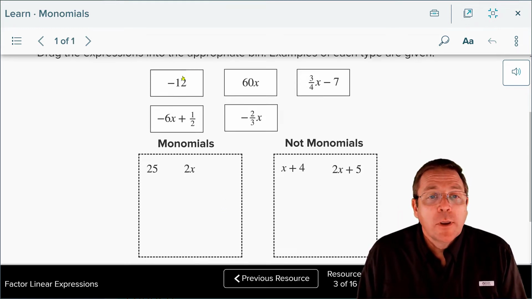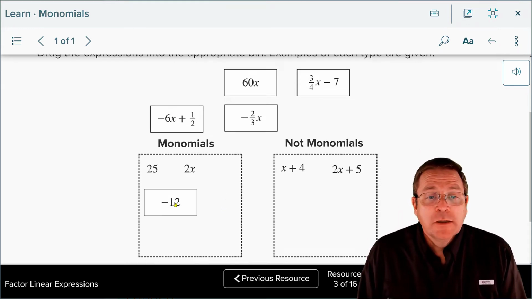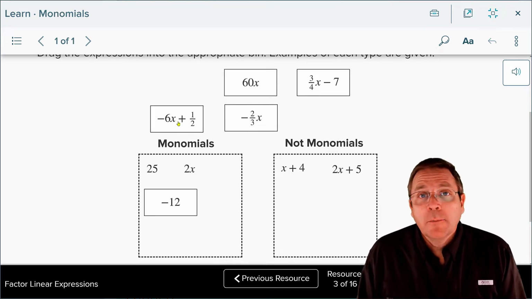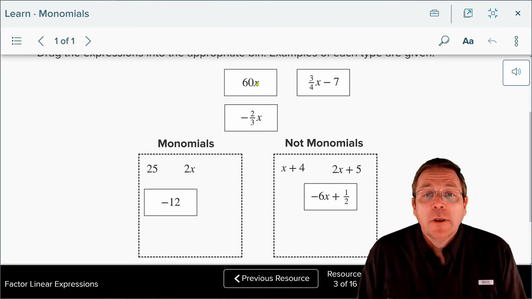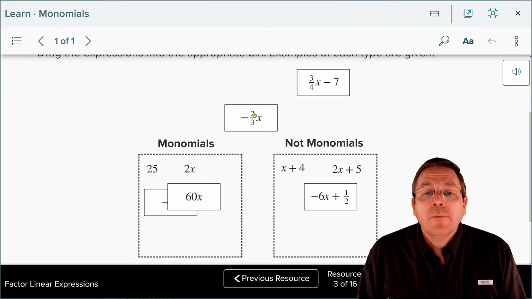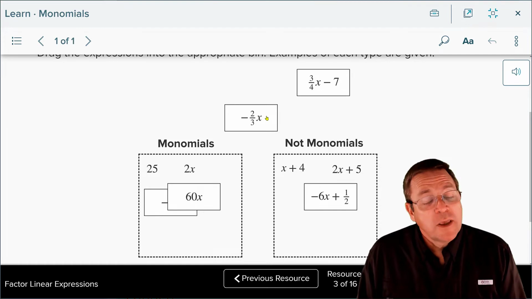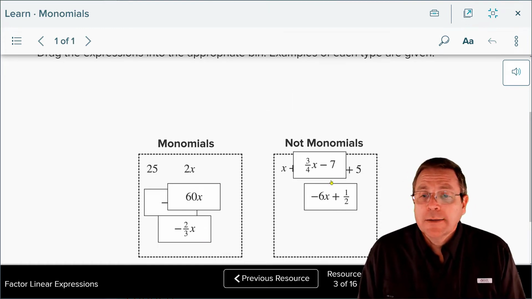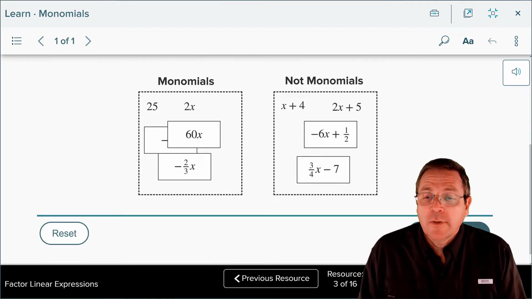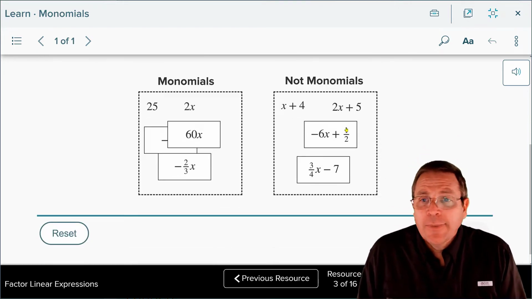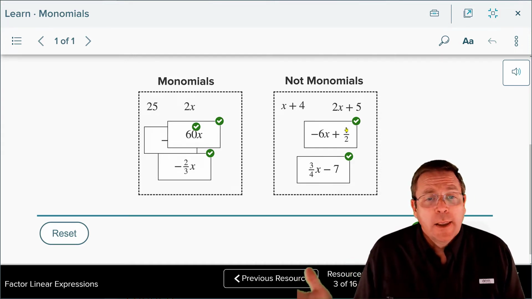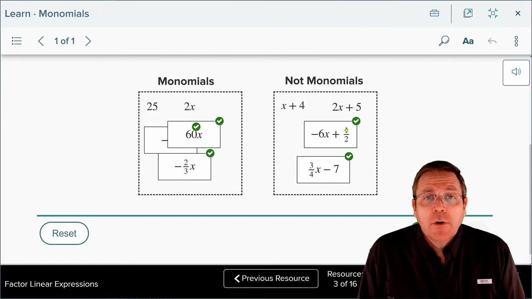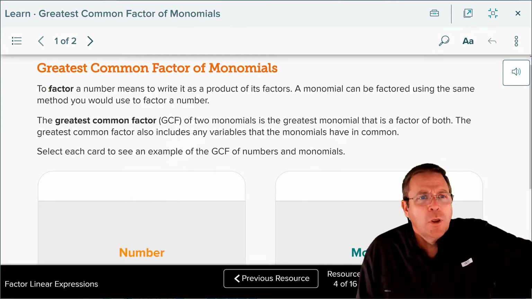So for example here, negative 12x, that's a monomial. This one has a plus sign, not a monomial. 60 times x, monomial. Negative 2/3 x, that's negative 2/3 times x, monomial. And this one over here has a minus sign between 2 terms. It is not a monomial. Easy math. If it is separated by a plus or minus sign, it's not a monomial. If it's straight multiplication going on, it is a monomial.